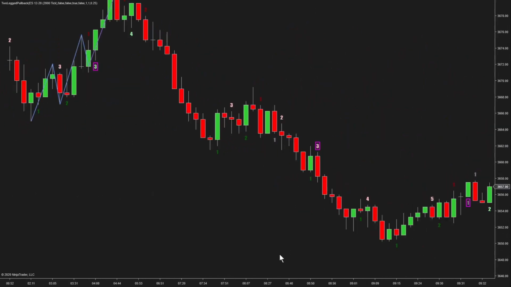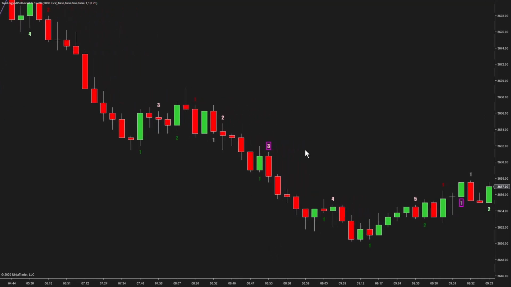Here is an example of a failed second entry long. Here we see a magenta box, so we know a trap has occurred. Why is this a trap? Well, it's because you have this two-legged pullback. You have the first pullback, first entry, and you have the second pullback that goes all the way down here, and then you have the second entry. You see that this second entry fails to make a point or scalper's profit and then reverses, and on the reversal we have a trap. And here we see that this is a successful trap because of how the market moves after it triggers.